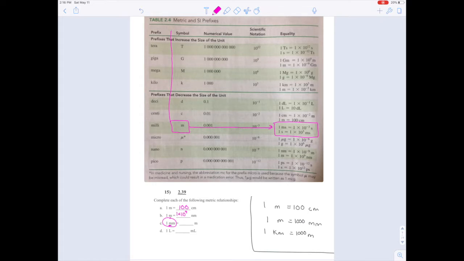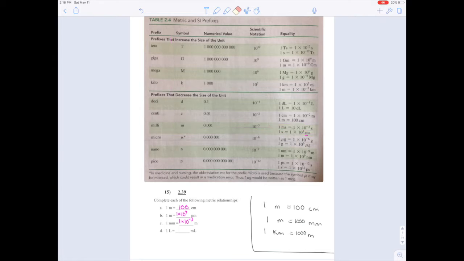So we're going to look for the one that has 1 in front of milli. You can see that this top relationship has the 1 in front of milli. So that's the relationship we want to use. We wouldn't use the bottom because here the one that has milli has 1 times 10 to the third. That's not what we want. We want 1 in front of the milli part. So 1 milli anything equals 1 times 10 to the negative third of that thing. So 1 millimeter would equal 1 times 10 to the negative third meters.